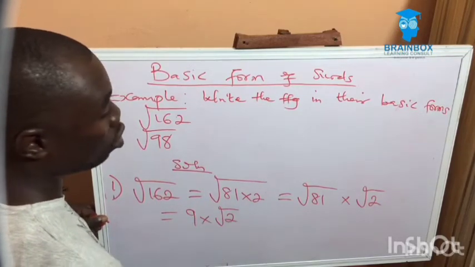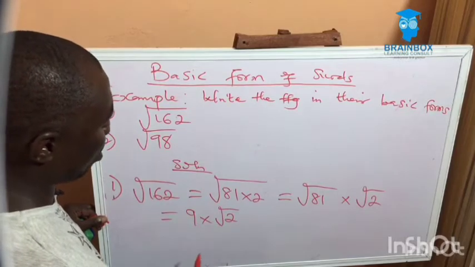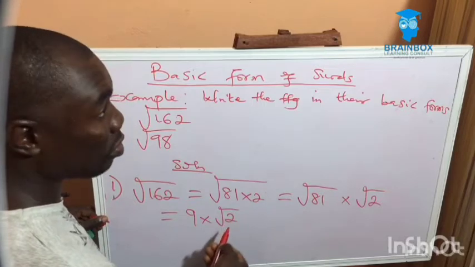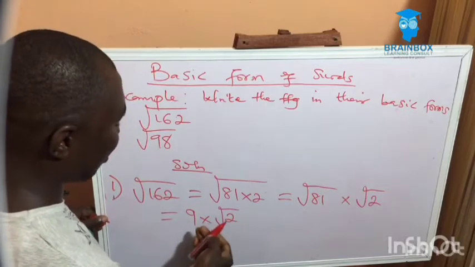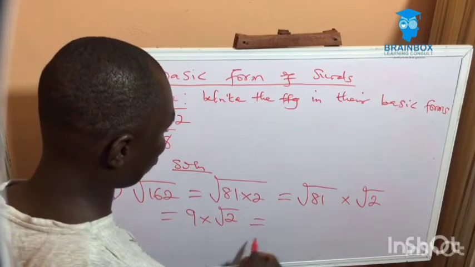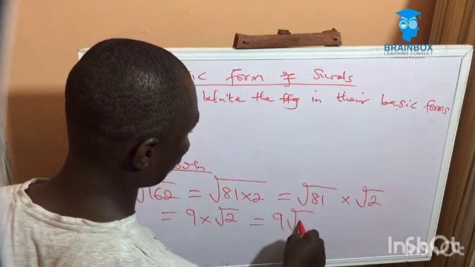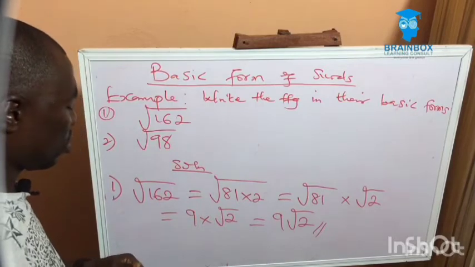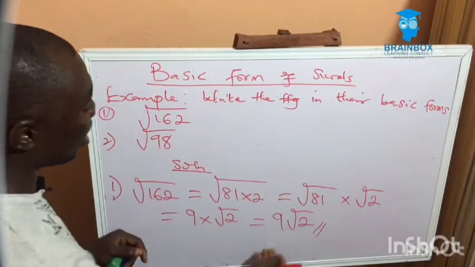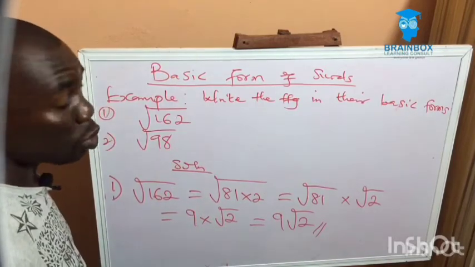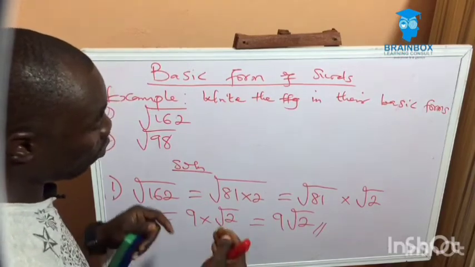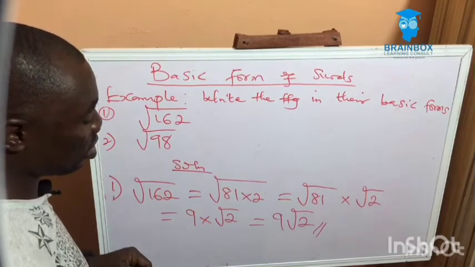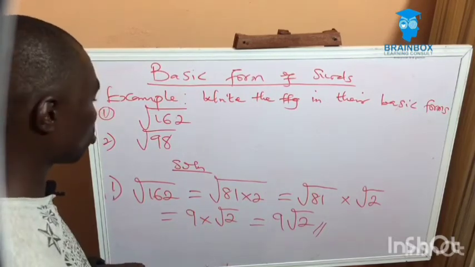Don't forget, root 2 cannot be broken further, so that will be 9 times root 2, which gives us 9 root 2. This is the basic form of root 162. It can no longer be broken further. So root 162 is equal to 9 root 2.